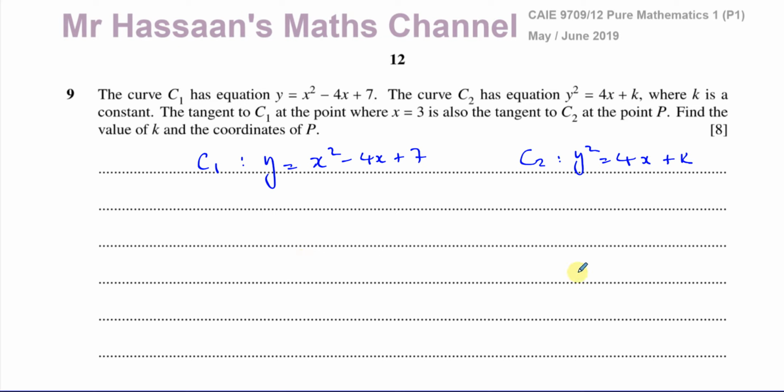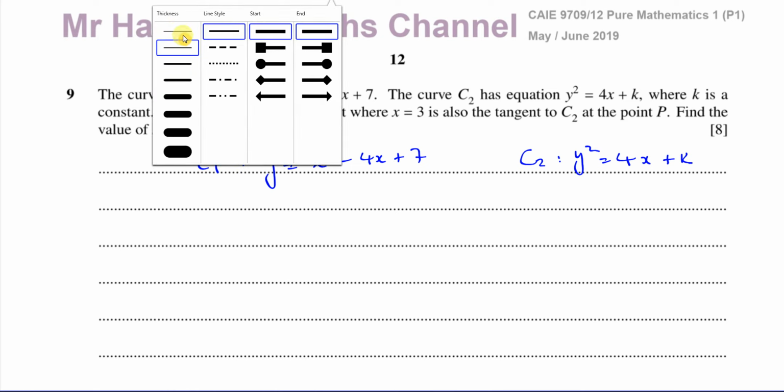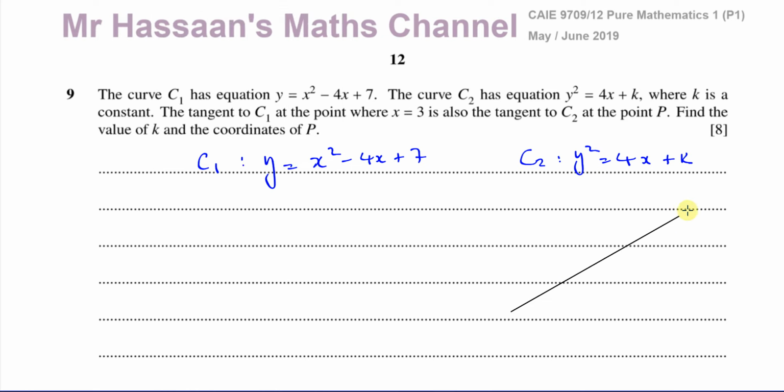So now what we need to do is to find the equation of that tangent. If we find the equation of that tangent that we just drew, which is the equation of the curve at that point where x equals 3.